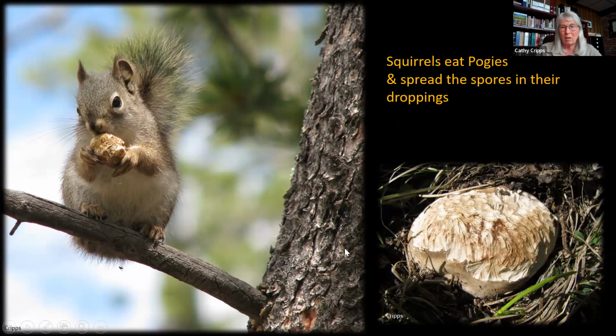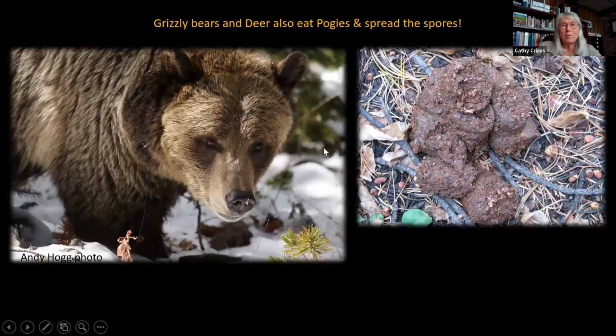I think one thing we might need to remember in whitebark pine forest, sometimes squirrels get a bad rap because they go up and get the cones from the whitebark pine and sometimes beat the birds to it, right? Which are spreading the seeds. Well, the squirrels are spreading the mycorrhizal fungi, which help the trees grow. So you have to keep that in mind too. And the large mammals will also eat pogies and spread the spores. I've watched deer eat pogies. I've caught them in the act and checked to see what they were. And grizzly bears eat them as well.